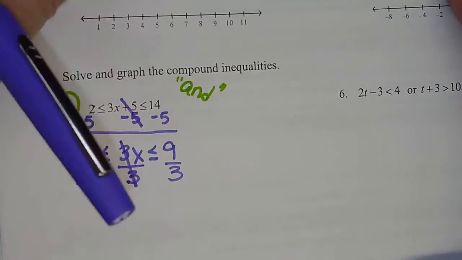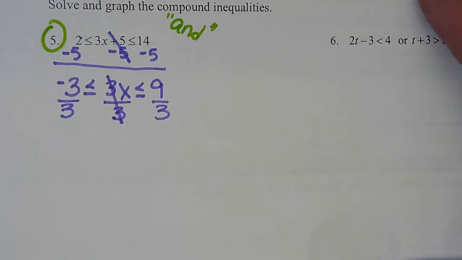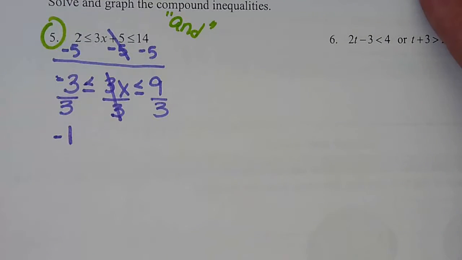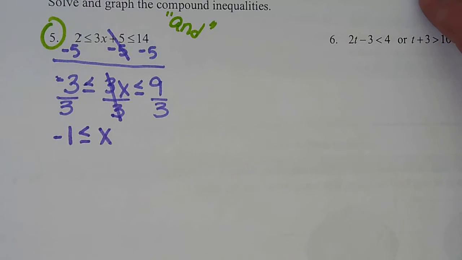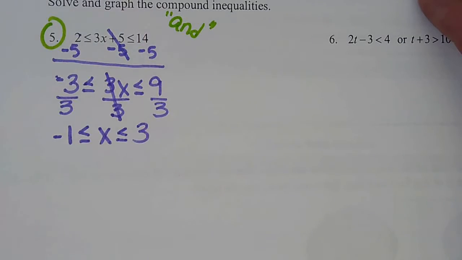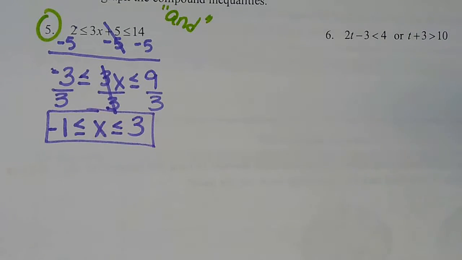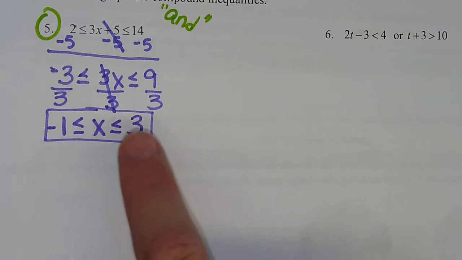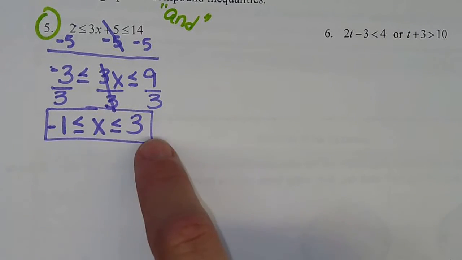So those cancel in the middle. You are dividing by a positive number, so you do not have to flip your inequality. Negative 3 divided by 3 is negative 1. Less than or equal to. Got your x by itself, which was our goal from the get-go. Less than or equal to 9 divided by 3 is 3. So this is your answer. That's your solution. So x is any number in between negative 1 and 3. That's what this means right here. X actually could be negative 1 and 3.